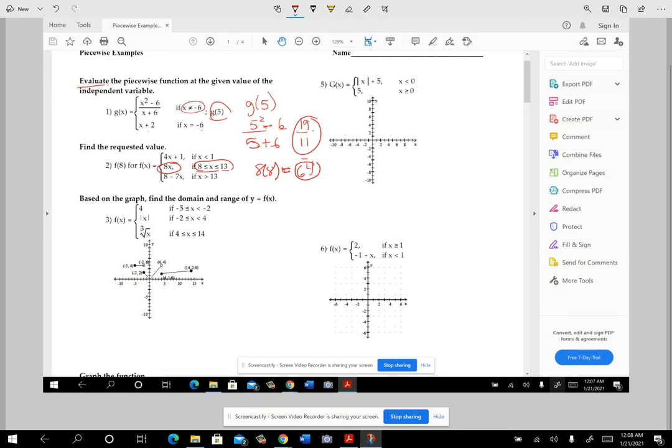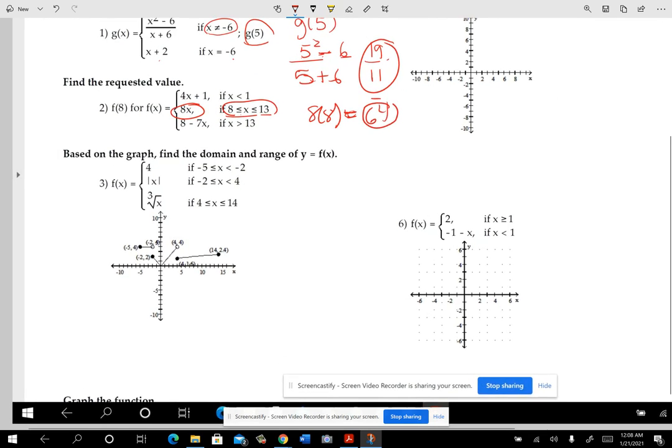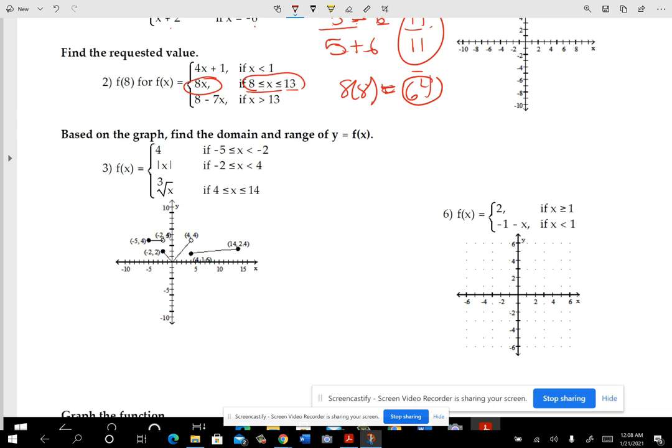All right, now on 3, it says look for the domain and the range. You're being asked for the domain and range of the function now. All right, so I'm kind of looking at this. Let me blow this up a little bit. All right, this is really the different sections of the domain, but since we have a graph, we can look at that. Do you see how here we have these points? Then it picks up here and keeps going. Then it picks up here.